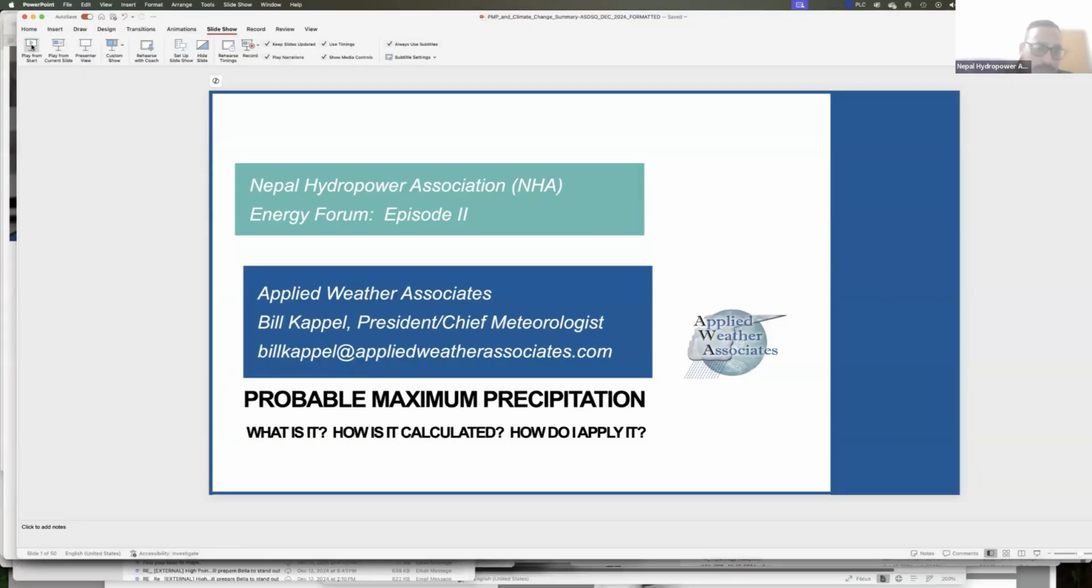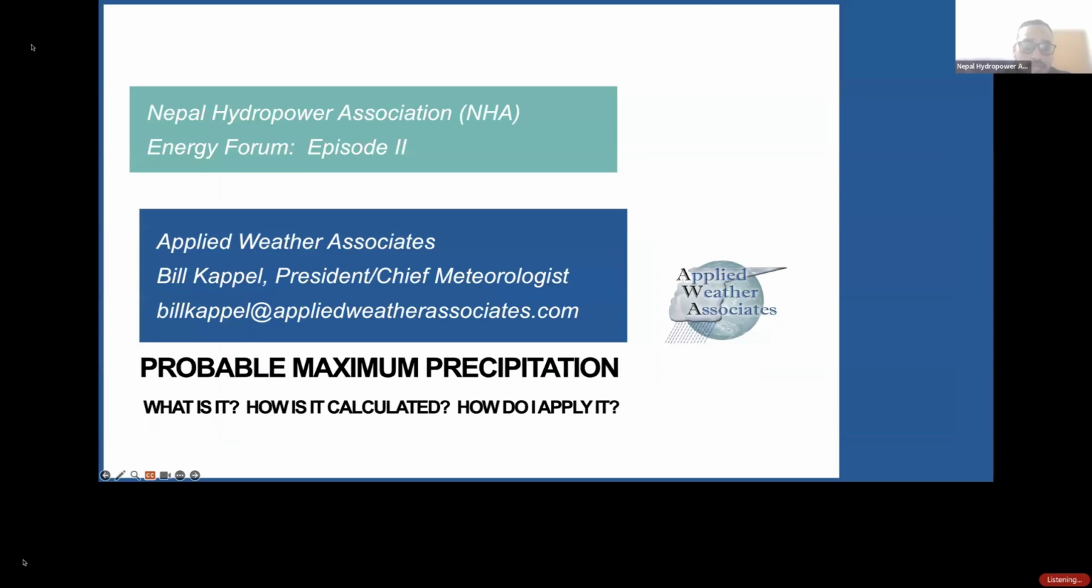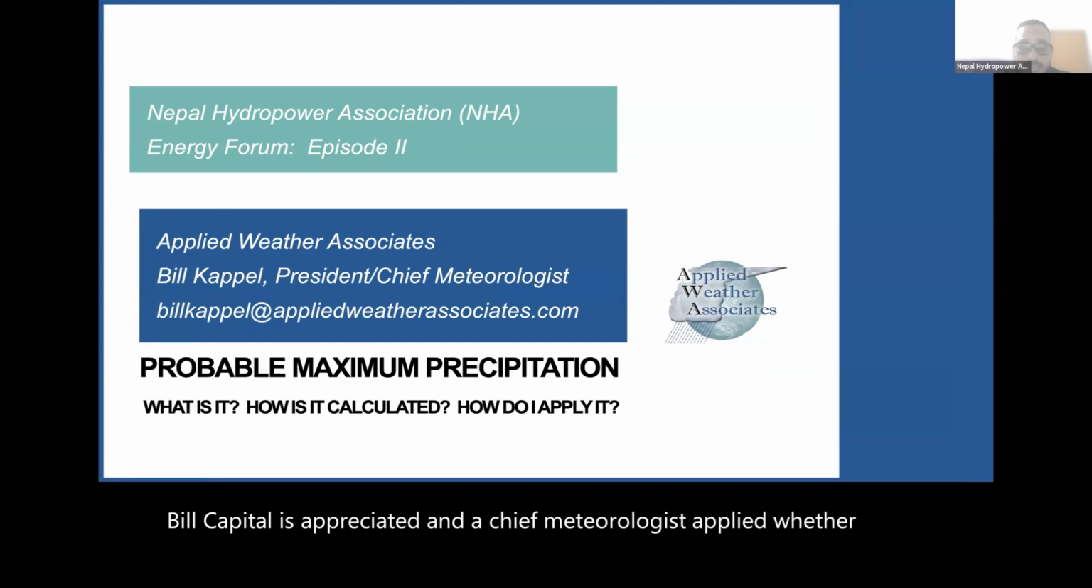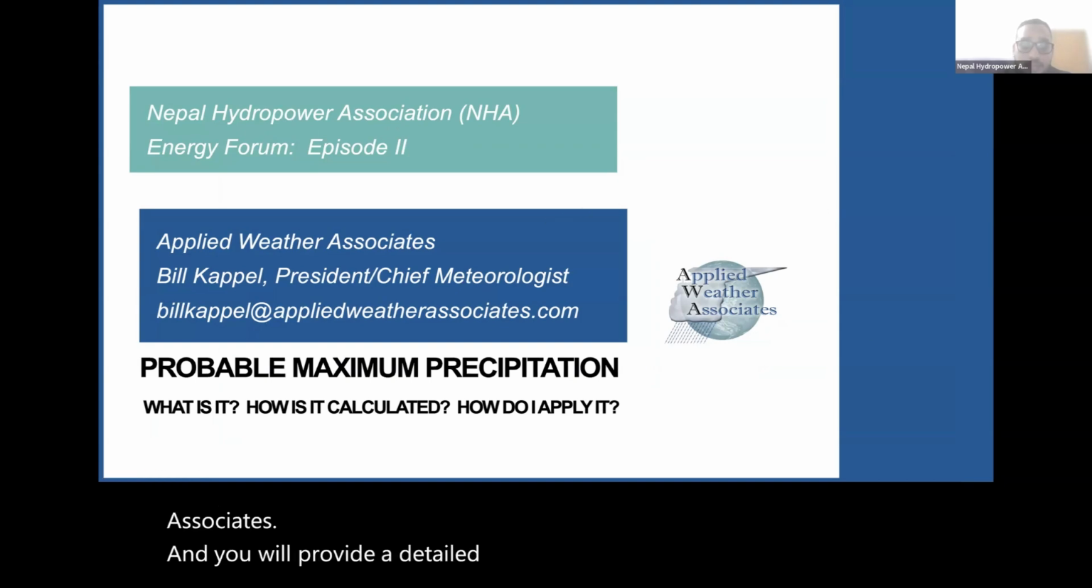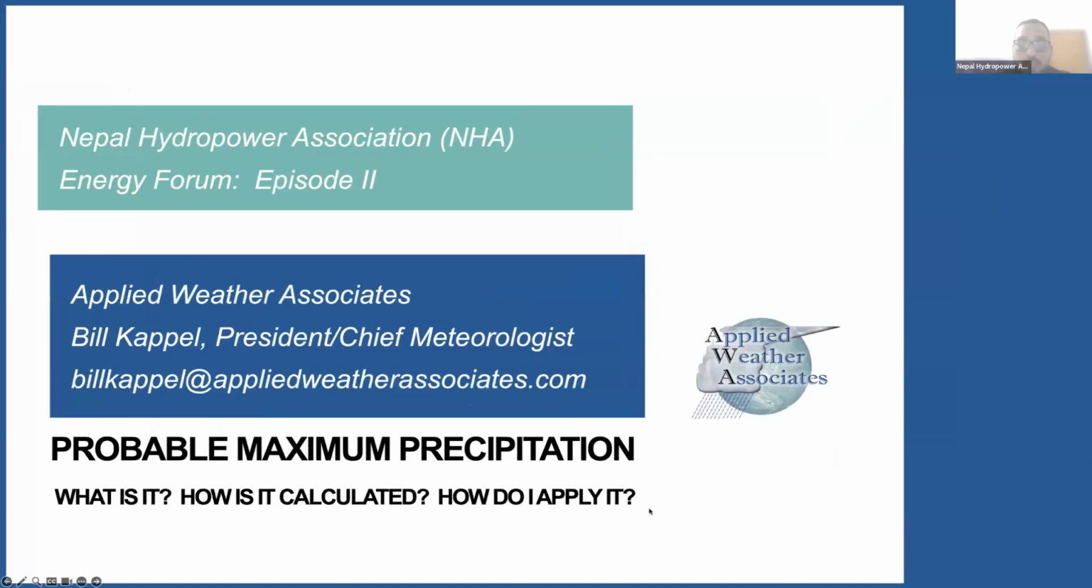So, Bill Kappel is a president and a chief meteorologist of Applied Weather Associates. And you will provide a detailed discussion about the probable maximum precipitation. Bill, you can continue your presentation from here.